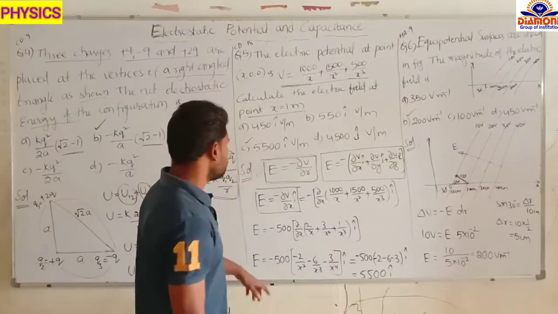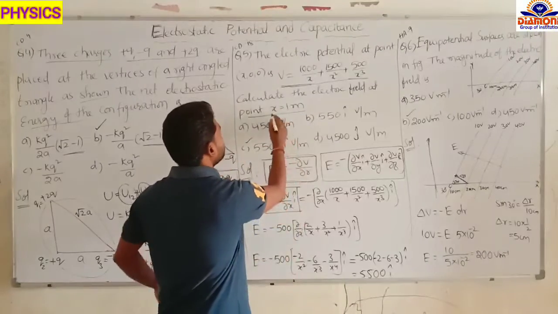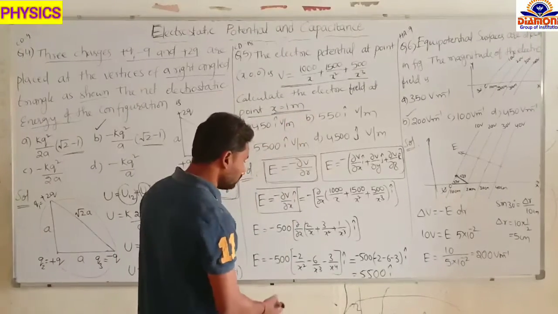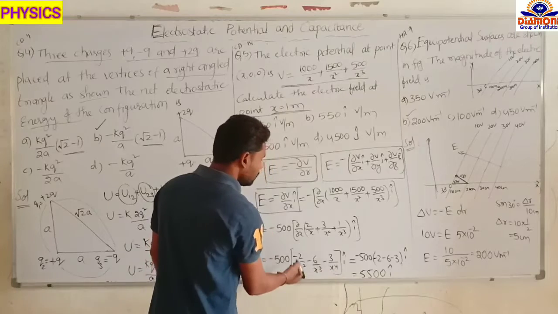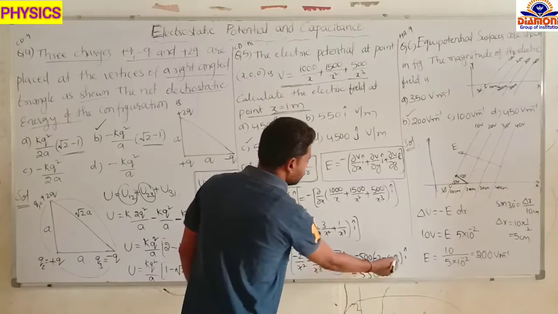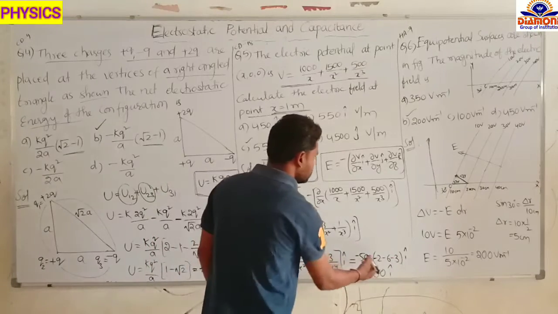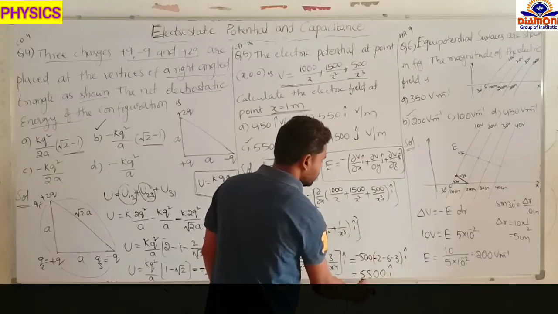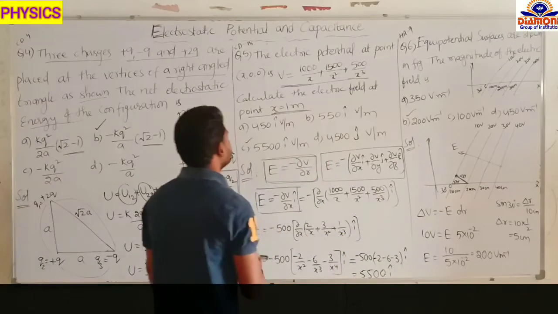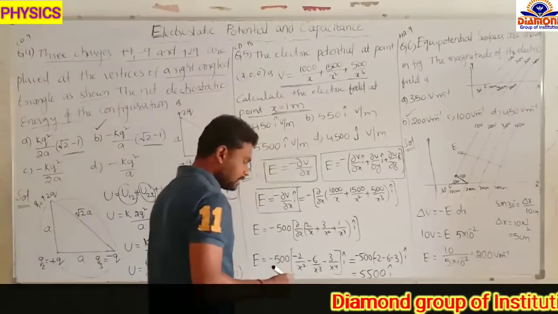And they are asking the electric field at x equal to 1 meter. So write x equal to 1 here. Here 1, 1, 1. So minus 2, minus 6, minus 3 we will get. So this is nothing but minus 11. Minus into minus plus. 11 into 500, 5500 I cap. So the answer is 5500 I cap, the right answer.